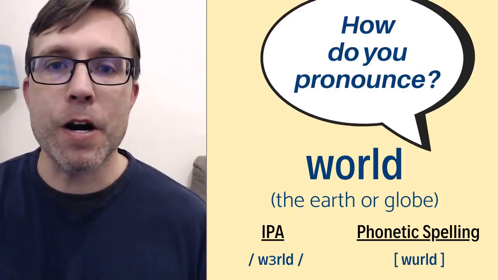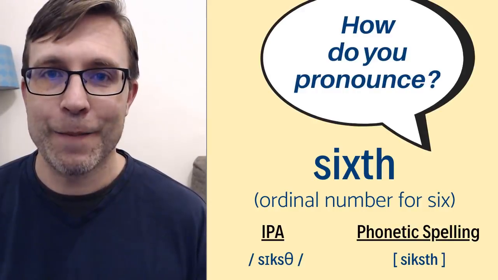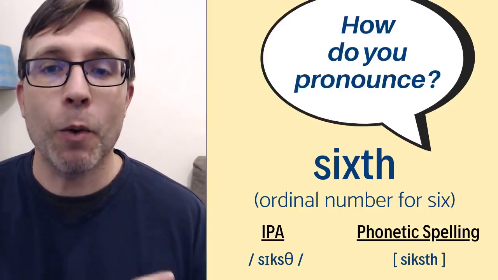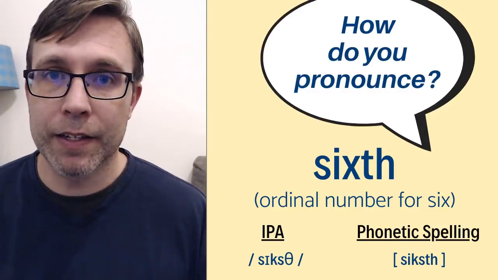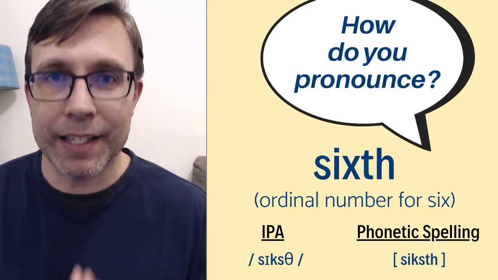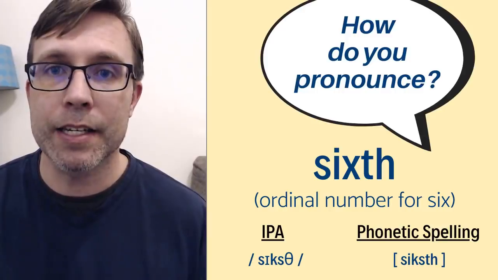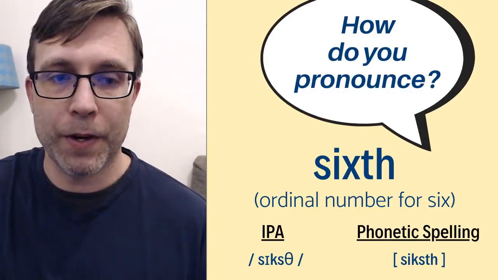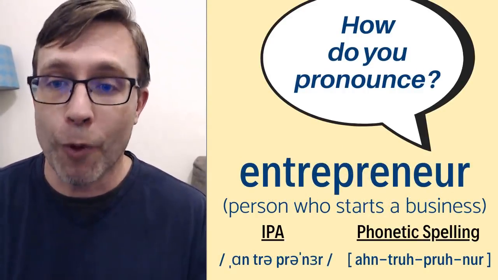All right, the next word is this one, sixth. Sixth. This is the ordinal number for 6. Again, use the IPA or the phonetic spelling to help you pronounce this word. Say it after me. Sixth. I think it ends with that X, and then you have to transition into the TH. Sixth. All right, you can feel the air coming out at the end. Sixth. All right, the next one. I may do a whole lesson on these words later and just ask you guys for more words.